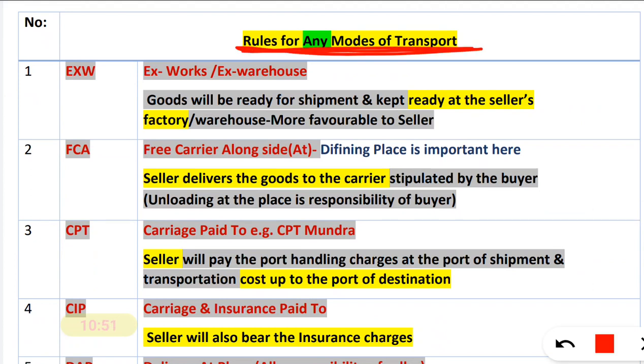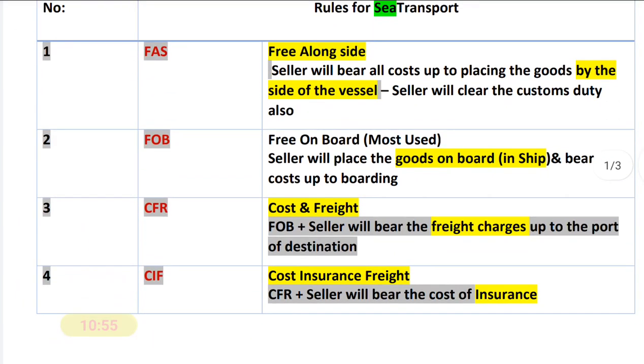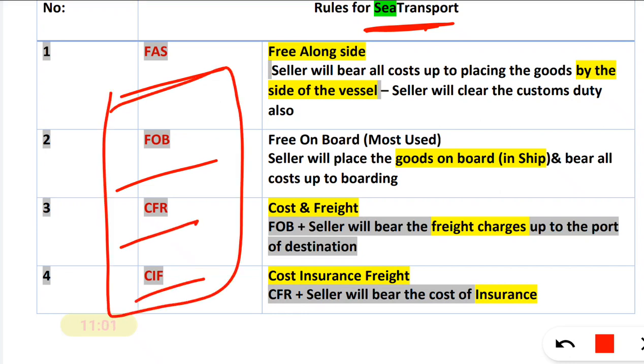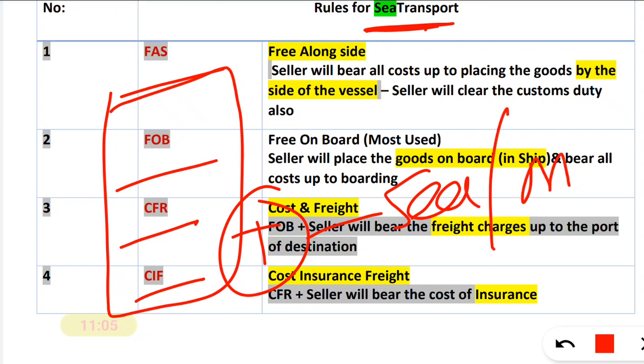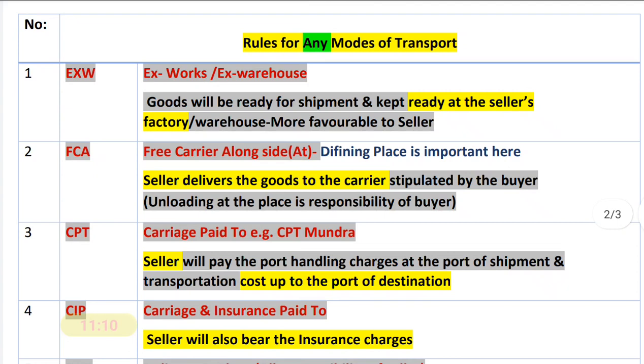Now we will move to the next, where we will discuss the Incoterms for any mode of transport. Okay, what we discussed first, these are for sea transport only: FAS, FOB, CFR, CIF. They will be used when you are transporting only through sea or maritime transport. Now we will discuss the different Incoterms used for any mode of transport. Now these are also very interesting.